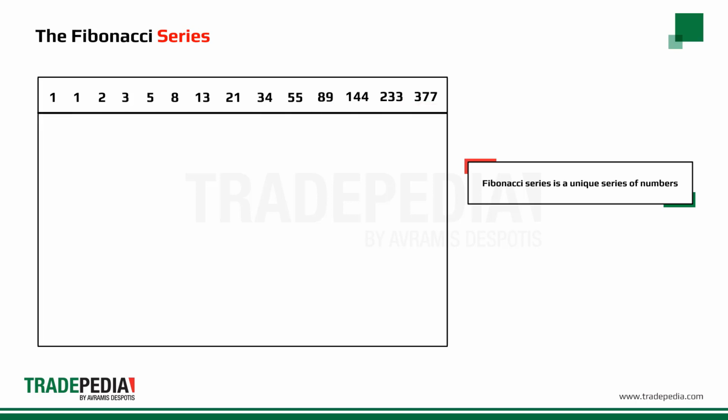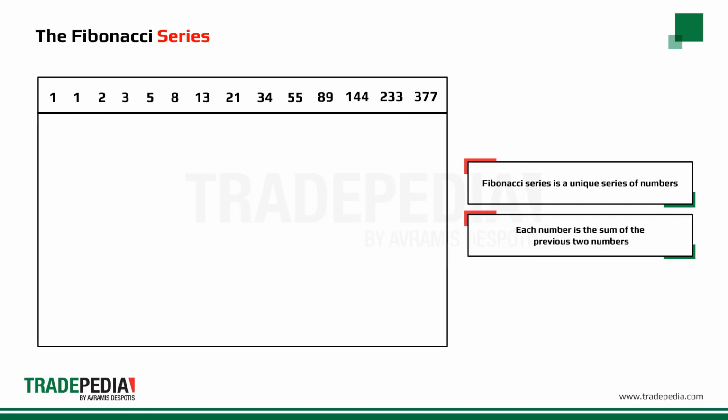The first thing we notice about this series of numbers is that each number is the sum of its previous two numbers. 8 plus 13 equal 21. 13 plus 21 equal 34. The next thing we notice is that if we divide any two numbers next to each other, we find that they are connected through the same ratio.